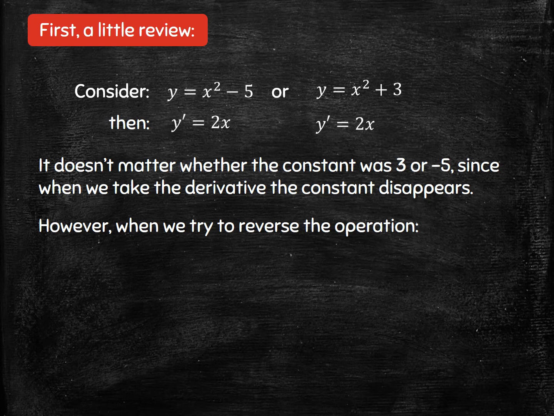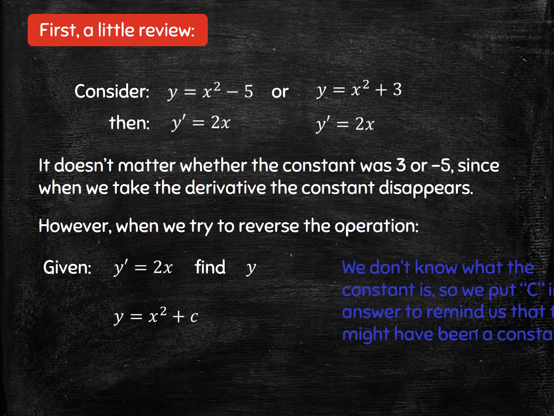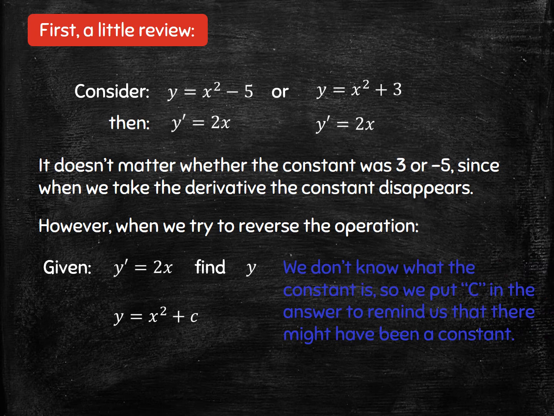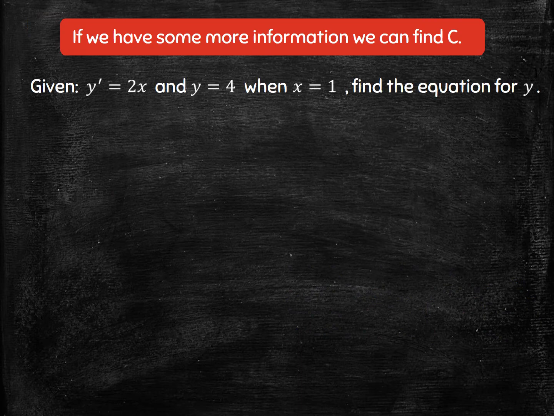But when we're trying to reverse it by anti-differentiating, we're starting with y dash equals 2x, which is the answer we got the first time, but we're going backwards to find y. So that's why we always put plus c on the end of it. We don't know what the constant is, so we just put c to remind us that there might have been a constant. If we have more information, we can actually find what c is.